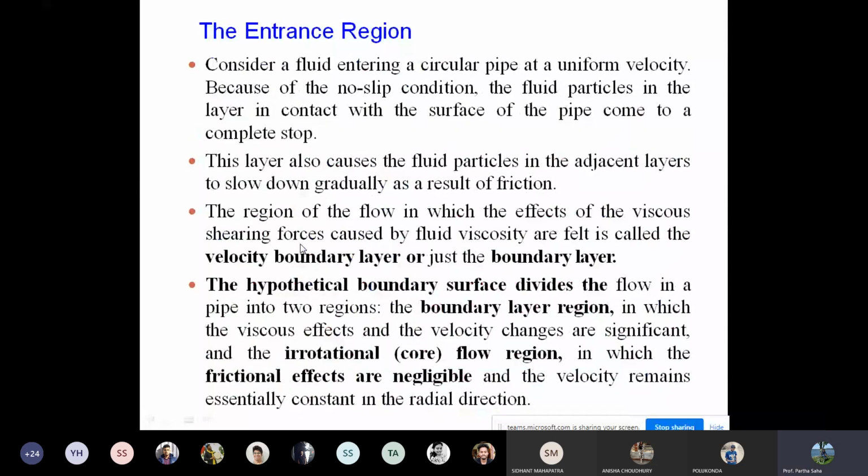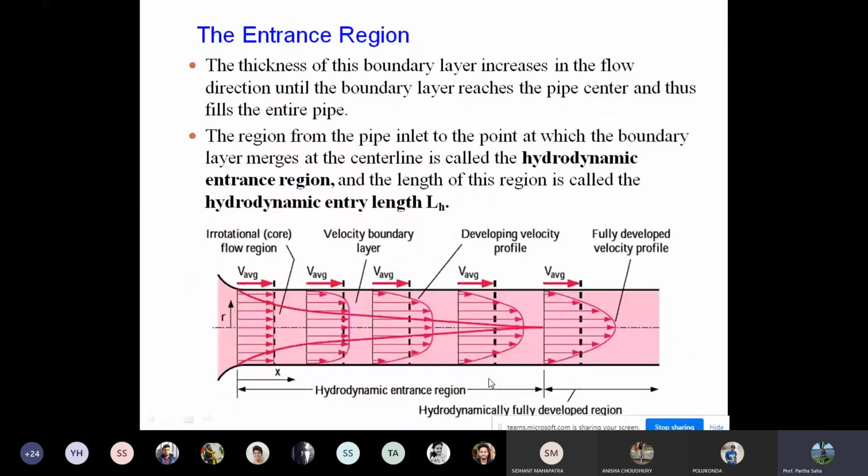The hypothetical boundary surface divides the flow in a pipe into two regions. One is the boundary layer region, in which the viscous effects and the velocity change are significant, and the other is the irrotational or core flow region, in which the frictional effects are negligible. The frictional effect is varying from here to here, and in this region there is no frictional effect, that is known as the irrotational core flow region. The thickness of this boundary layer increases in the flow direction. Flow direction is from left to right.